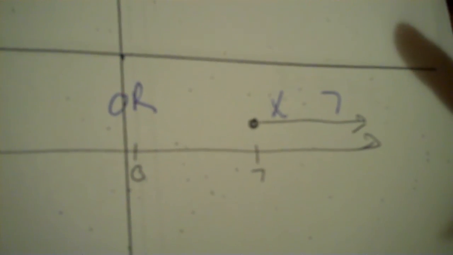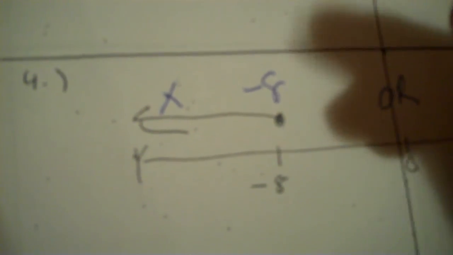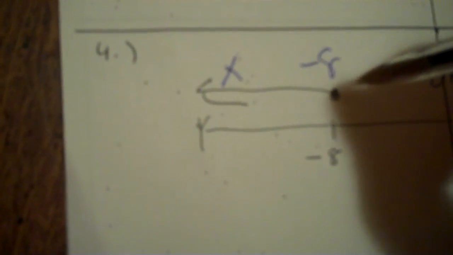Okay, number 4, that looks like an OR. Okay, so we got x, 7, so going that way means x is larger than 7, so it eats the x with the line. Going this way means -8 is larger than anything x is, so less than or equal, we eat the number with that.